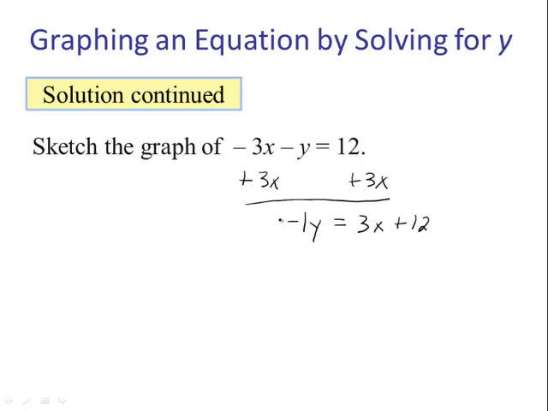Our last thing that we need to do is to eliminate the negative 1, so since it's multiplying, we do the opposite and we divide. So the negative 1's cancel, we're left with y. Bring down our equal sign. Negative 3x divided by negative 1 is 3x. Positive 12 divided by negative 1 is a negative 12, so that would be plus a negative 12, or we can just say minus 12. So y equals 3x minus 12. The slope is 3 over 1, and the y-intercept is negative 12.